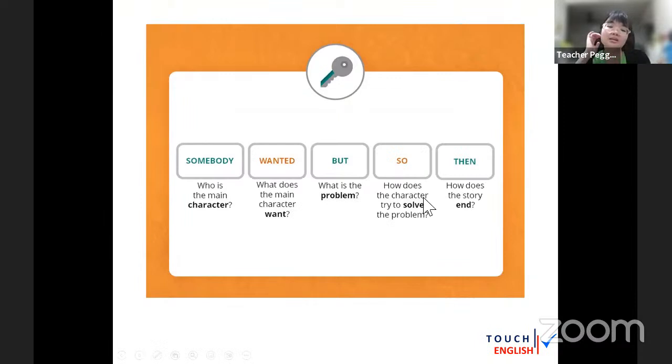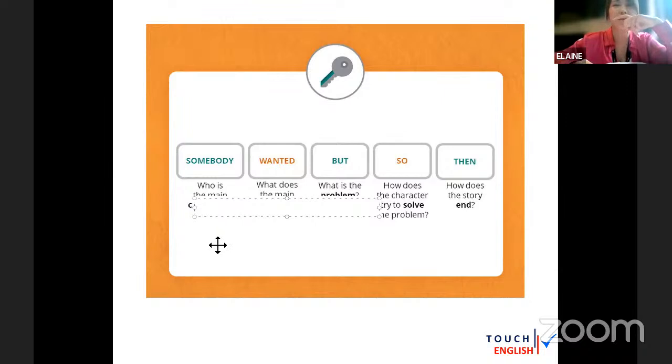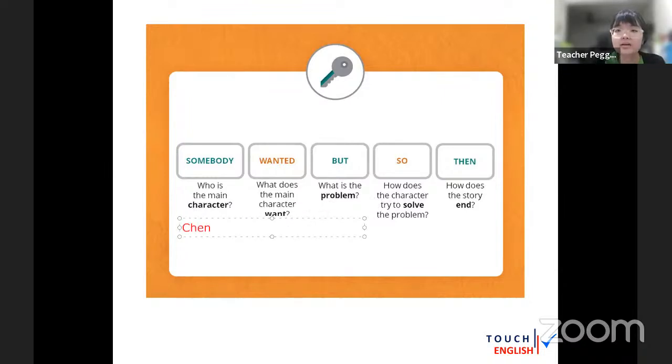Now you're going to learn the Somebody Wanted But So Then. First, somebody. Who is that somebody in the story? So who is the main character in the story, everyone? You have to open your mic, my dear. Chemboshi, Chemboshi. Chemboshi, yes. Sorry, red color. Let me change our color. Okay. What does the main character want? Chemboshi and his wife, right?